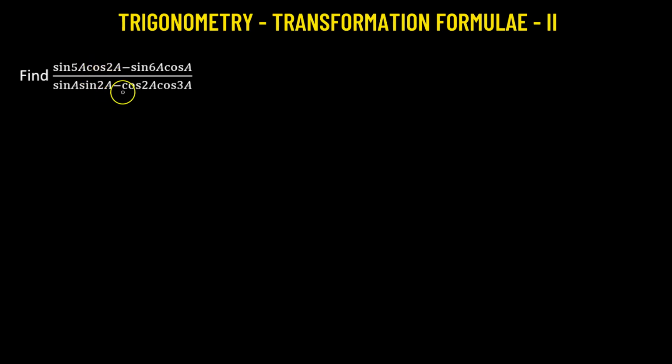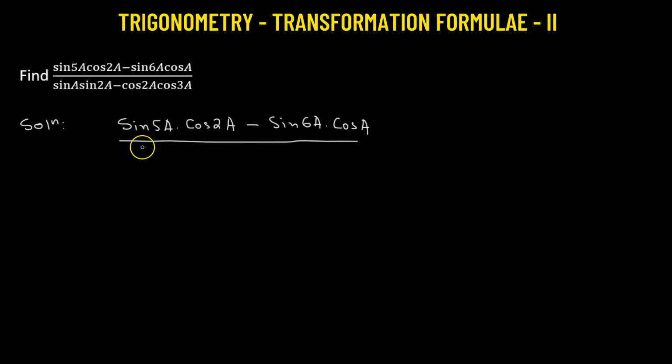So let's determine the value of the given trigonometric expression. Clearly, in the numerator is the product of two trig functions. We have sine of 5a multiplied by cosine of 2a. This is the first term, followed by the second term. We have the product of sine 6a times cosine of angle a, whole divided by, in the denominator, sine of a times sine of 2a minus cosine of 2a times cosine of 3a.